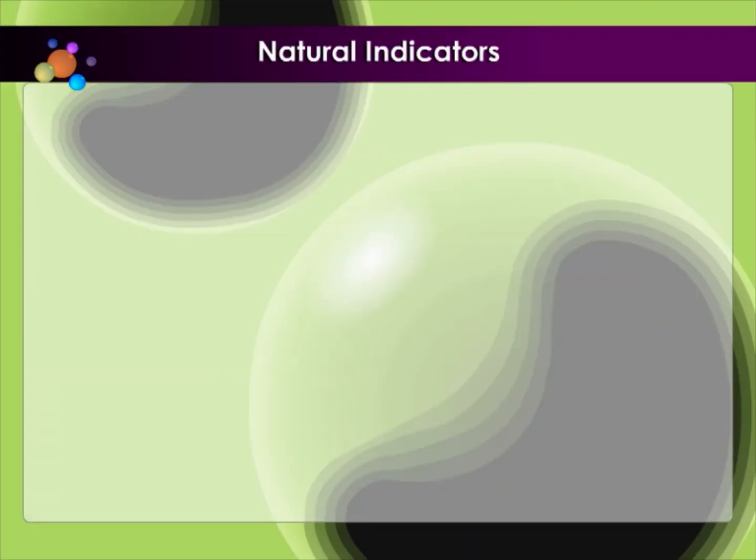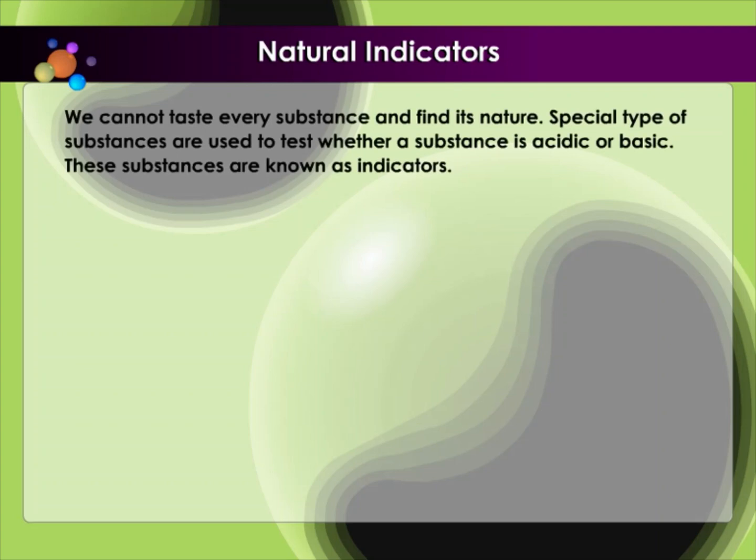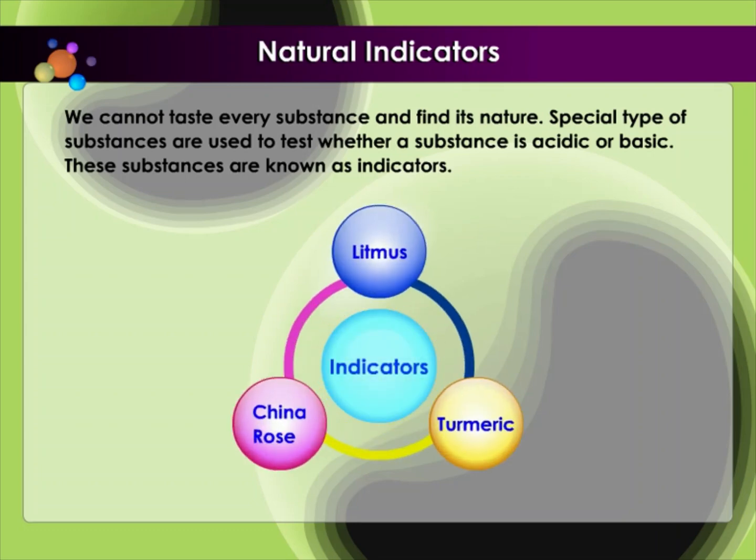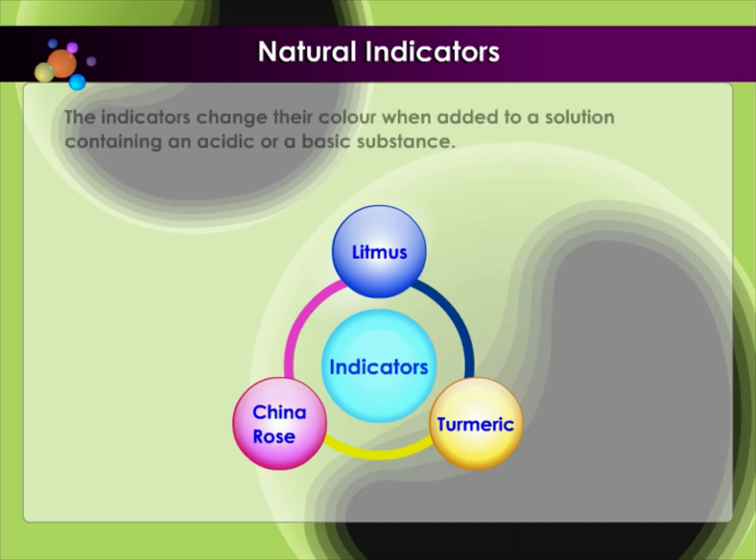Natural indicators. We cannot taste every substance and find its nature. Special types of substances are used to test whether a substance is acidic or basic. These substances are known as indicators. The indicators change their color when added to a solution containing an acidic or a basic substance.